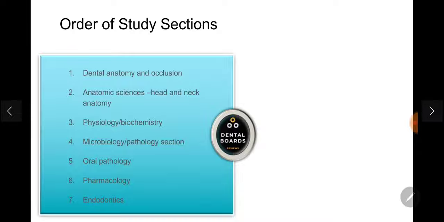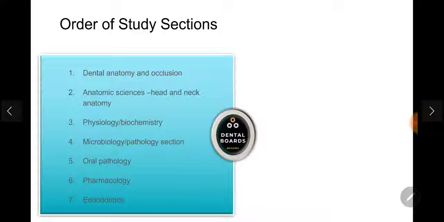Now, the section to study. The section to study in these are the dental decks, in terms of what you need to study first. So number one, as I mentioned again, we are dentists. So as dentists, we need to know dental anatomy and occlusion. Even if you study here in the US or you study from outside, you need to know dental anatomy and occlusion, because we are dentists.